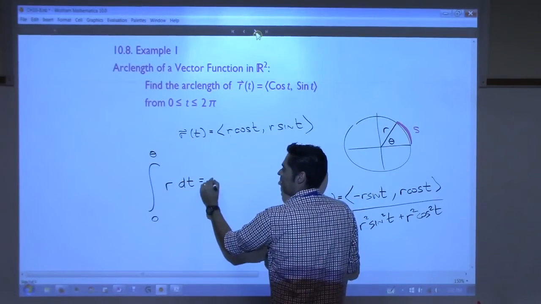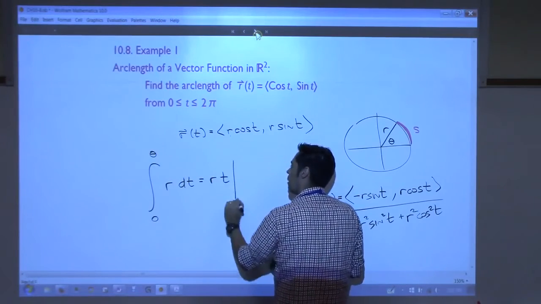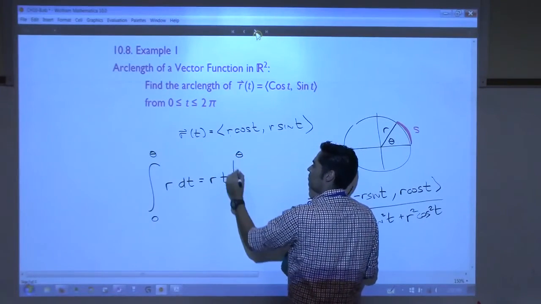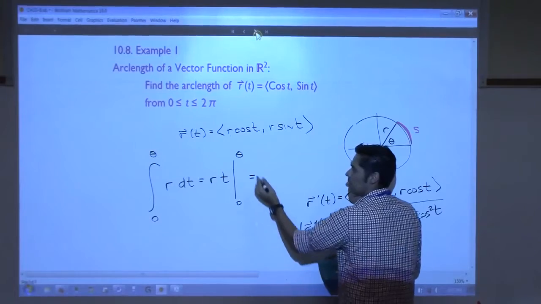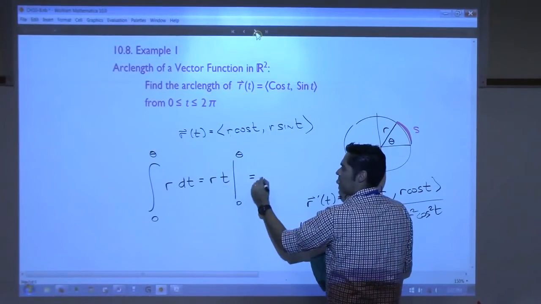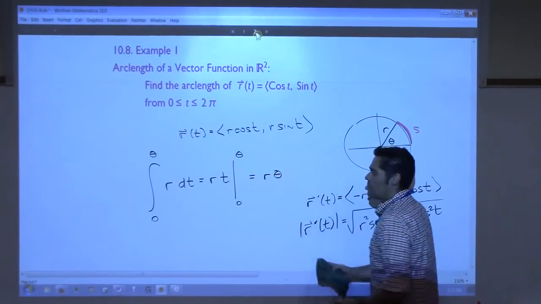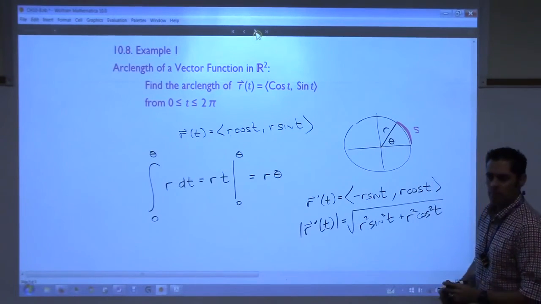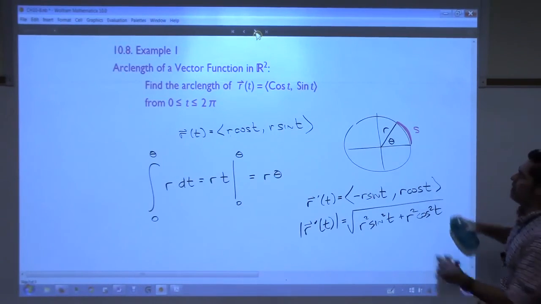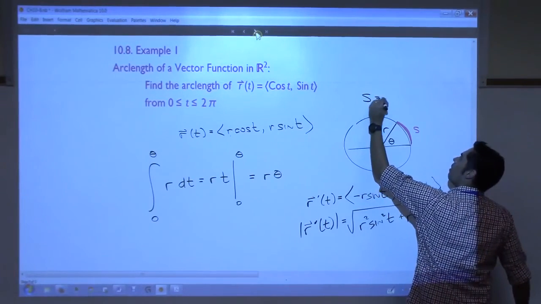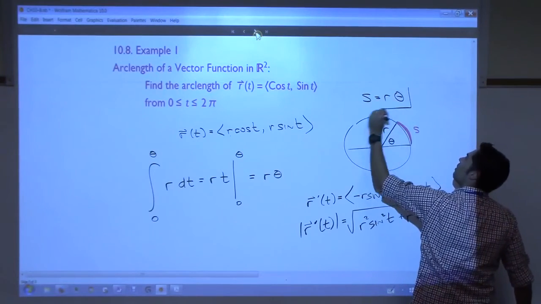What's the antiderivative of r with respect to t? Yeah, right. rt, plugging in 0 and theta. I know I'm working through this fast. Theta goes in for t, so r theta. And you plug in 0, you get nothing. So that would mean that S is what? r theta. Does anyone remember that formula from pre-cal?